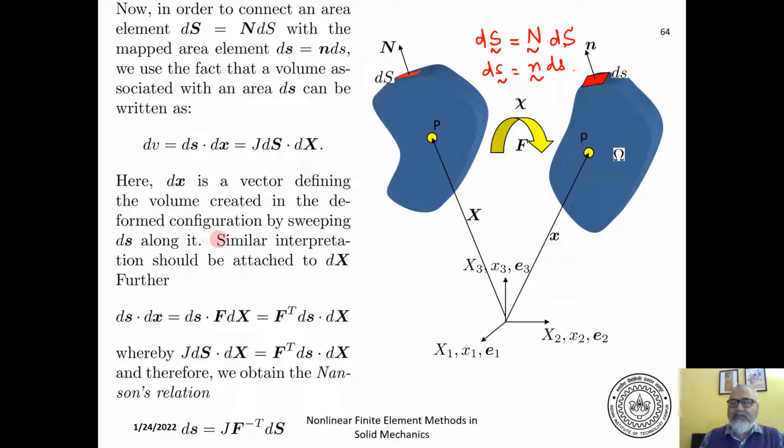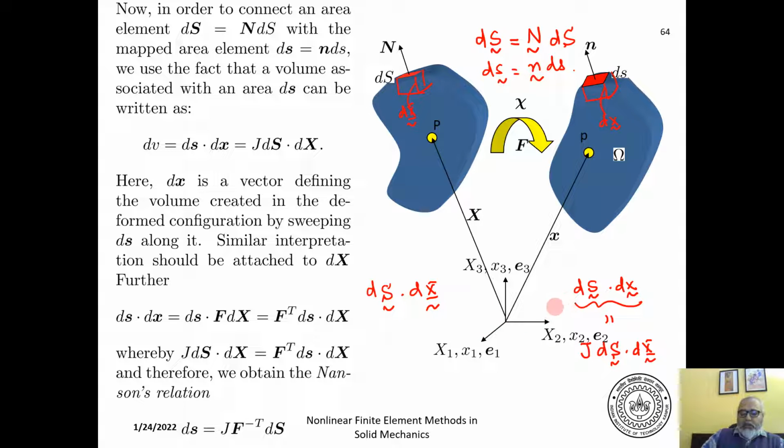To do that, we will use the result of the previous slide, and we'll make a volume out of it. For the volume, let's say this is dX, some vector. It maps to this volume where this is dx, and we already know that the volume of this would be dS dotted with dX. That would be the volume of this, and the volume of this would be small ds dotted with small dx. Now these two volumes we know are connected through J. So this is equal to J times dS dot dX.